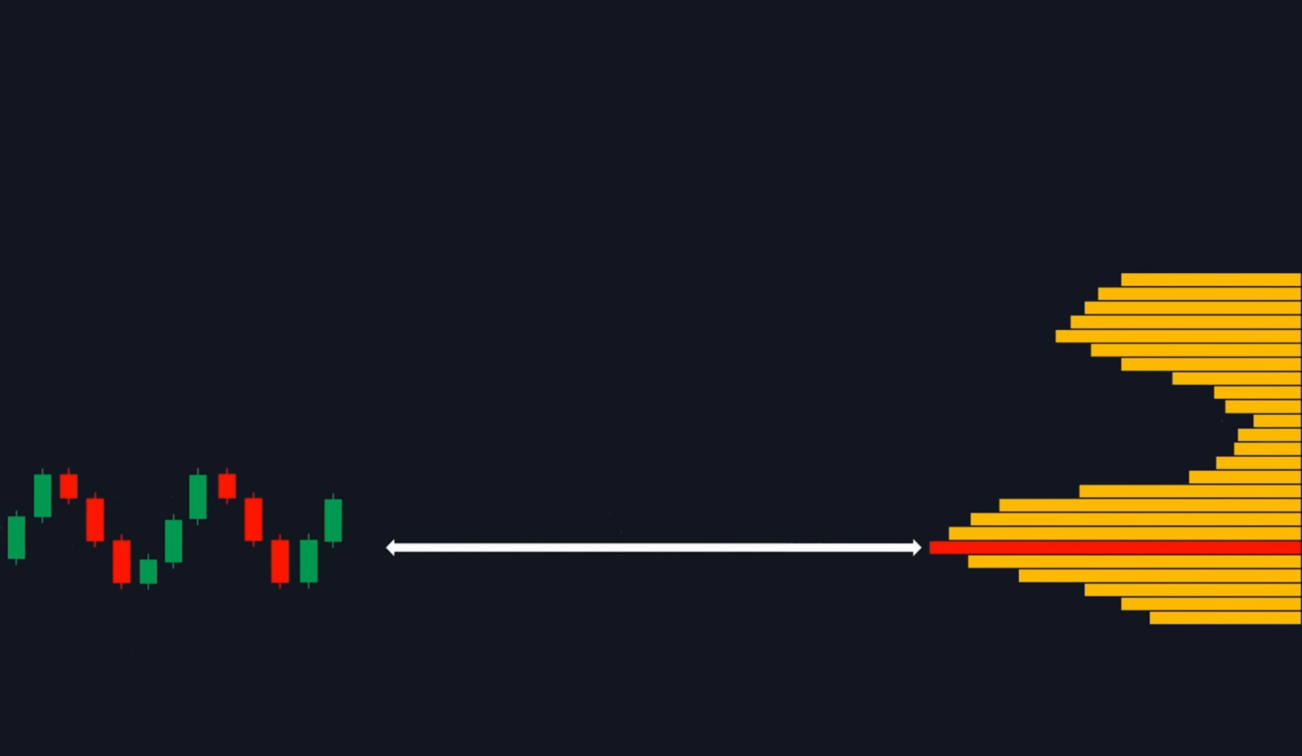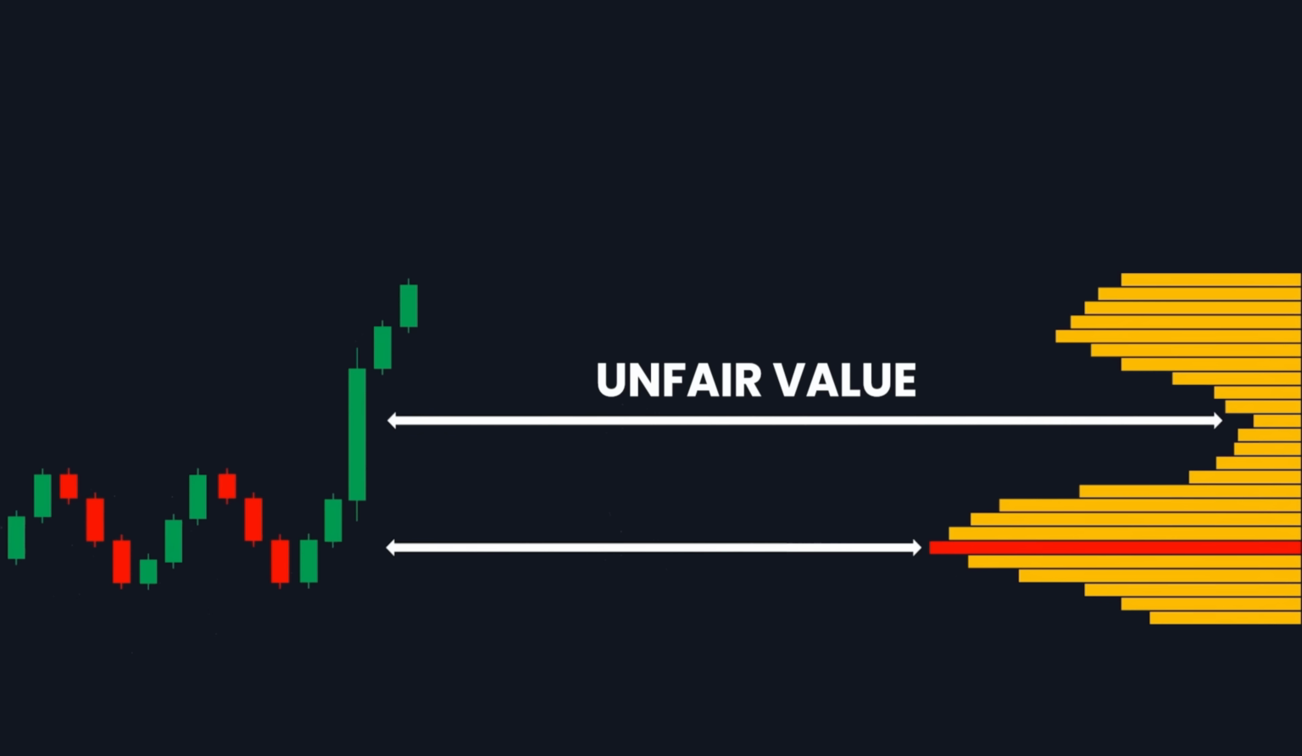When they disagree, one side dominates and price moves fast through thin air, searching for a new level where agreement can happen. That's your low volume zone, unfair value. The market doesn't stay there.